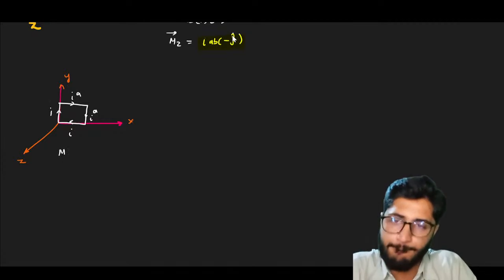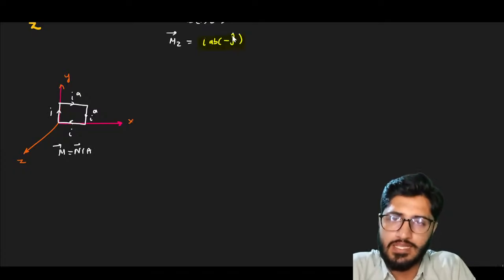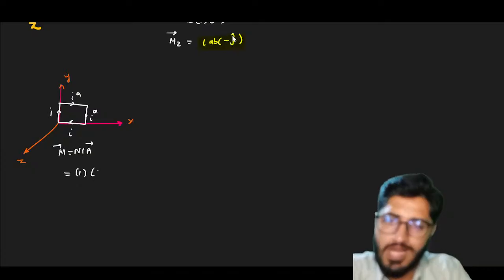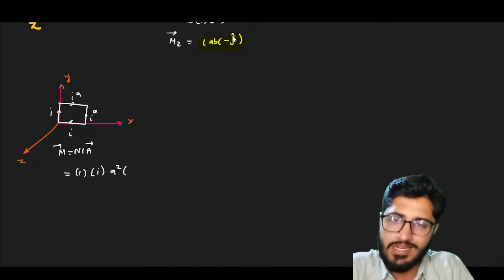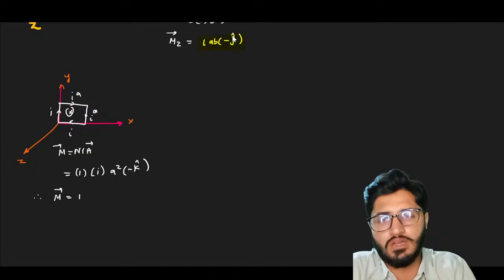Find M. I guess M is NIA only. Sorry, N is not a vector, A is a vector. N is 1, I is I, A is A square, and if you use your hand, it comes out to be inside. So it is minus K cap. Therefore M came out to be IA square minus K cap.